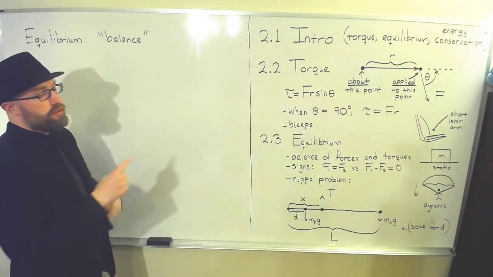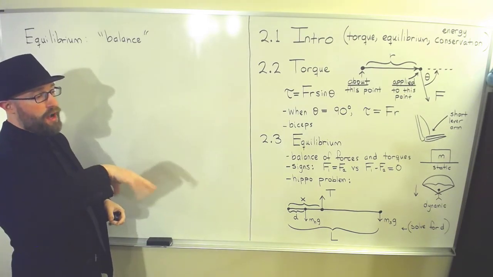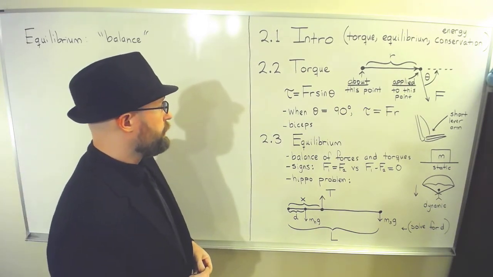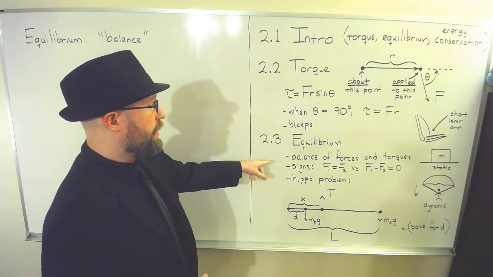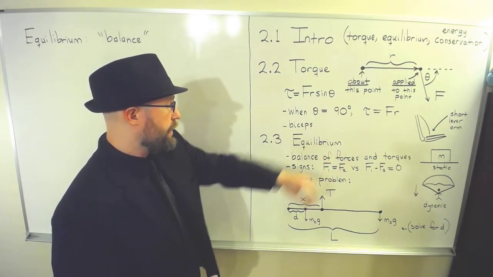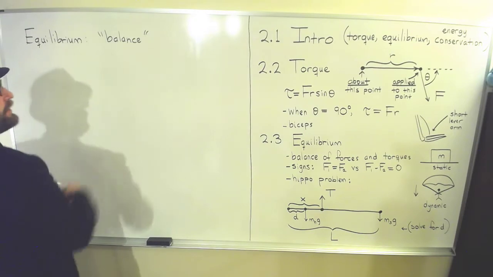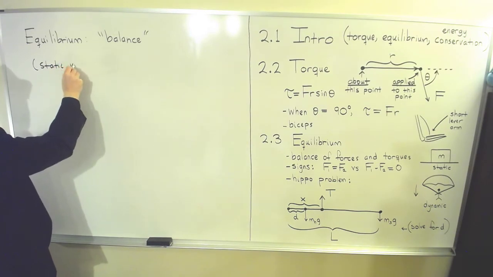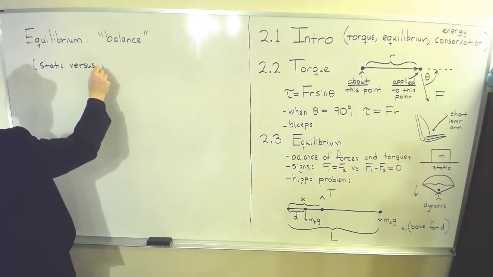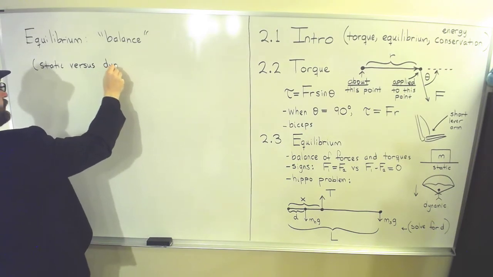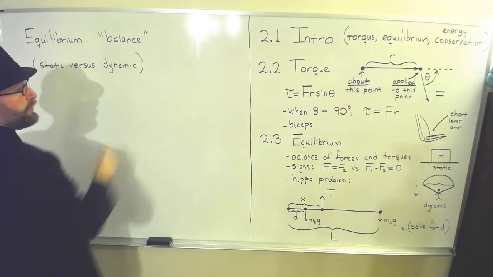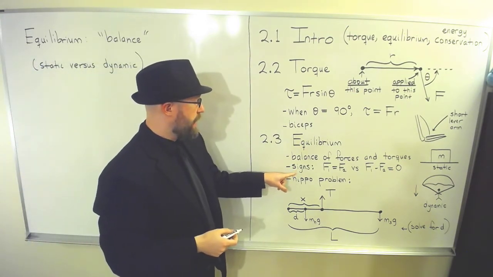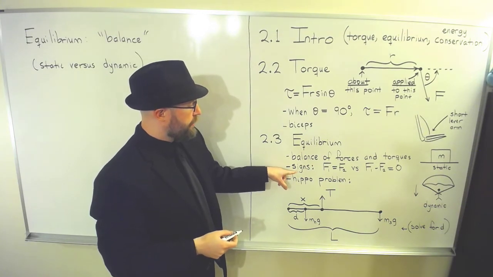And the same could be for rotational motion. You could have something that's not rotating at all, or you could have something that's rotating at a constant speed. So either of those would qualify as equilibria. There are different kinds of equilibria. So this is the idea of balance, and of course we just talked about static versus dynamical equilibrium.